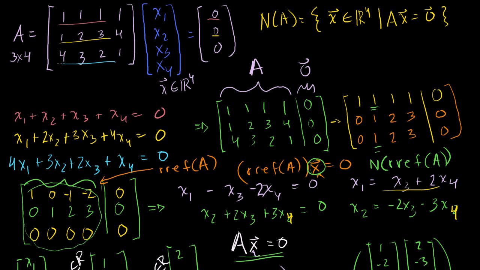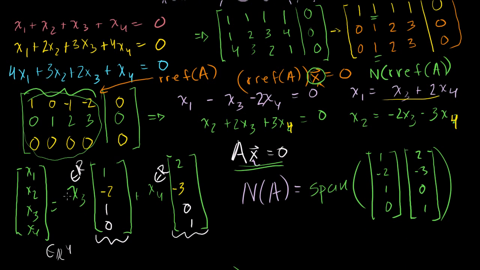I would have just taken the matrix vector product of the reduced row echelon form of A with this vector, and I would have gotten these equations. And then I can just kind of rewrite them in this form, and I would have gotten our result.